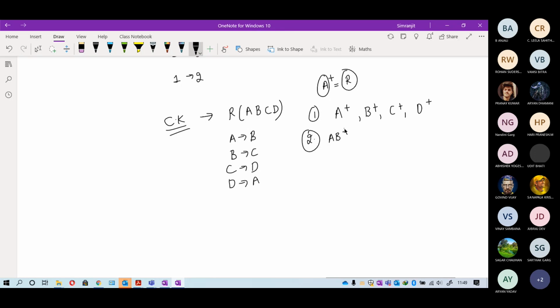Two length combinations can be AB plus, AB, BC, CD. Any other one? AD? Yeah, AD can also be there.